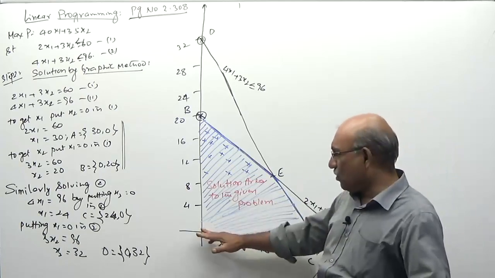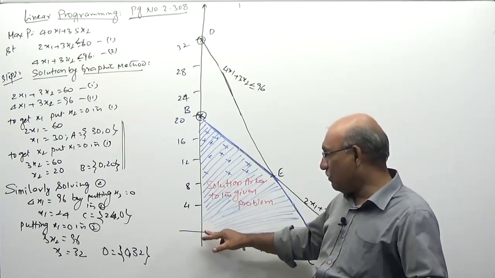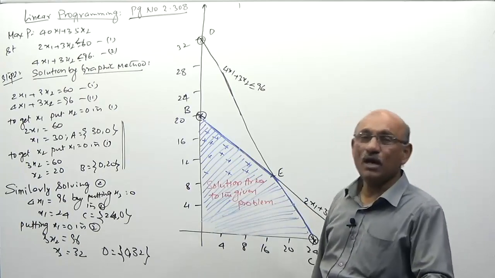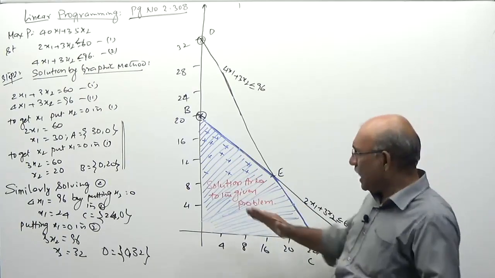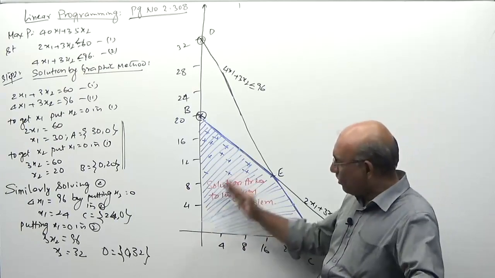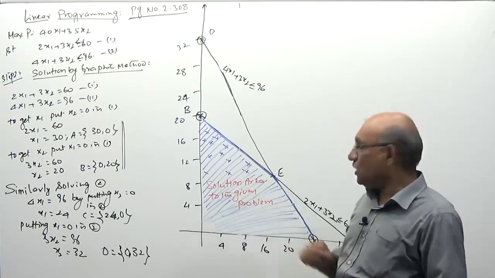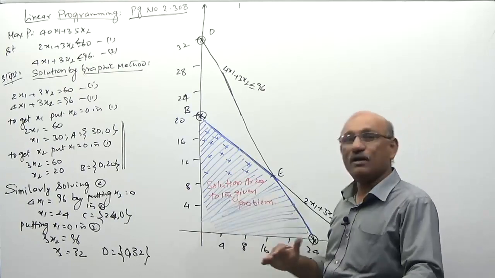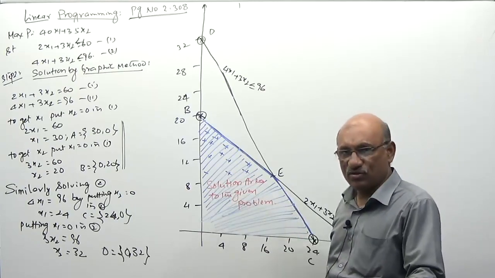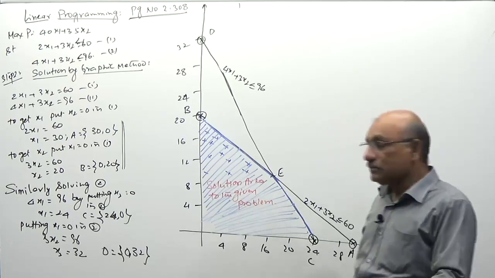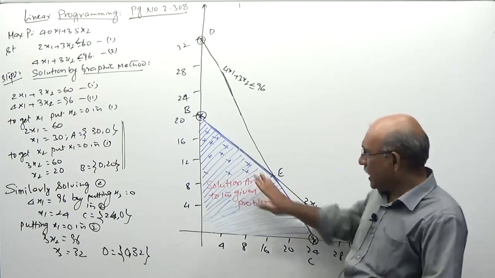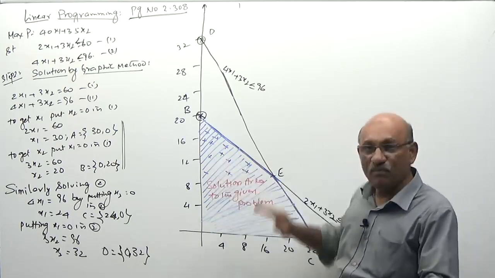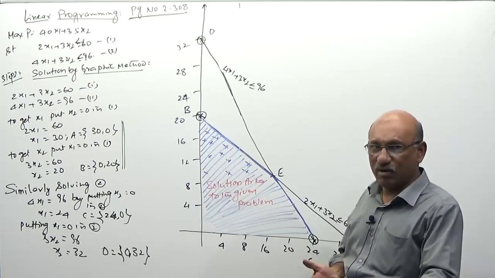When the point is closer to the origin, resources are not utilized to their full capacity. As you are moving away from the origin, better and better utilization of resources. This point, one more time I am repeating, sir. In this area, I can consider any point which is a solution to the given problem.